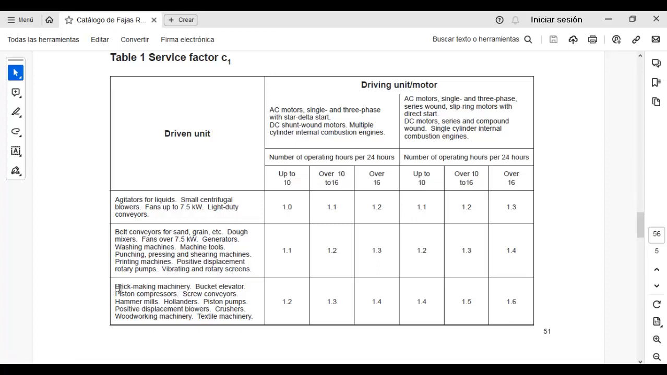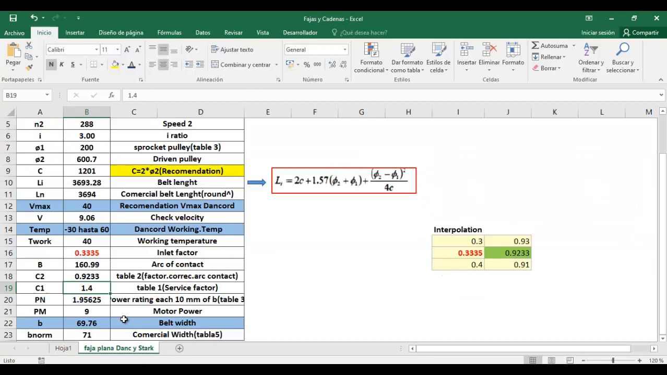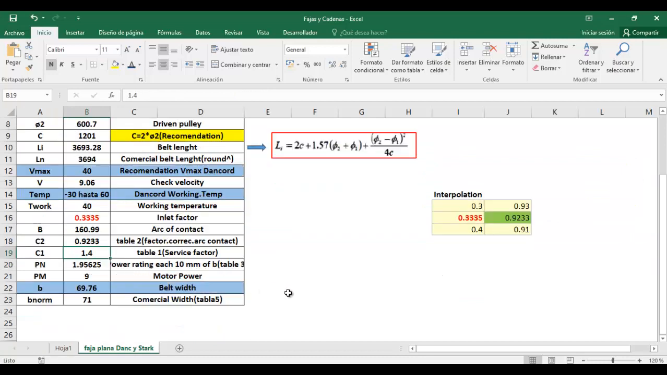This is for more different. Well, this is more heavy machines, so we are not here. If we are here, so 1.4. It's the number that we need. As we put here, 1.4. The same. Power rating, each 10 millimeters.